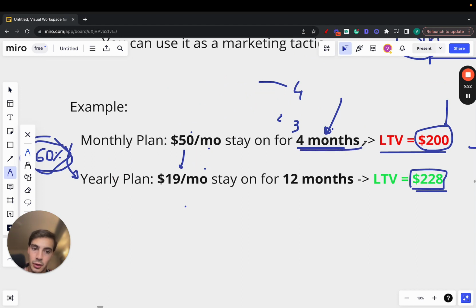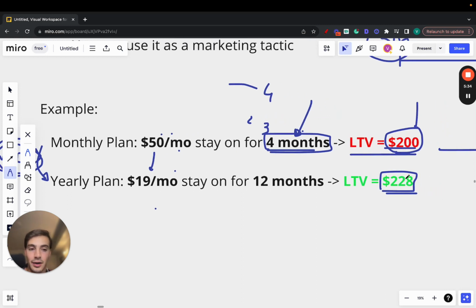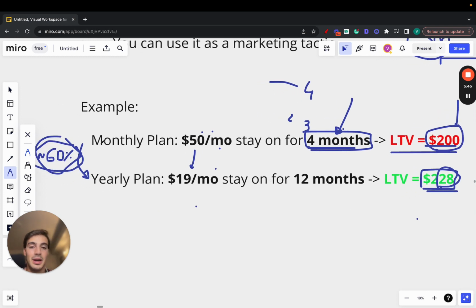The only number you need to know here is your LTV, the average number of months people stay on for, right? Because as soon as you know this, and as soon as you know your monthly price, you know this value. So now you know that the yearly plan should at least be $1 higher. Or in this case, it's $20 higher, right? And it's worth it, even though you're just quote unquote making $20 more, $28 more. You're making them today, right? And you're offering them a 60% discount.